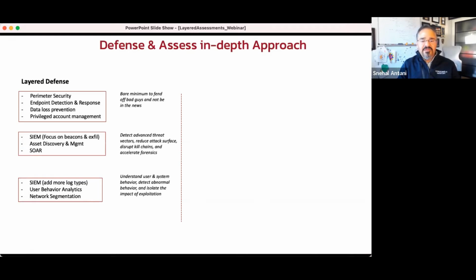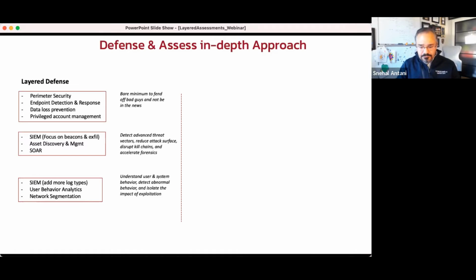And then finally, the very advanced security customers will start to be able to understand user and system behavior. They're able to detect abnormal behavior. So this user is logging in at odd hours, or they logged in from China 10 minutes after they logged in from New York, which isn't possible. And through network segmentation, they're able to isolate the impact of exploitation. And this is really where zero trust starts to come in. Zero trust is really the advanced combination of privileged account management and network segmentation. And as you improve your security posture and your maturity, you systematically start to embrace these levels of defensive capabilities.